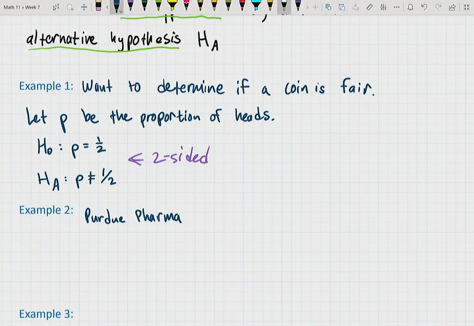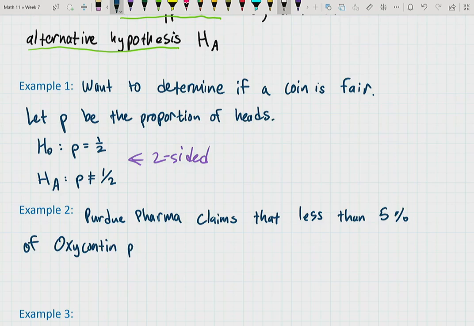So Purdue Pharma claims that less than 5% of OxyContin patients become dependent on the medication.